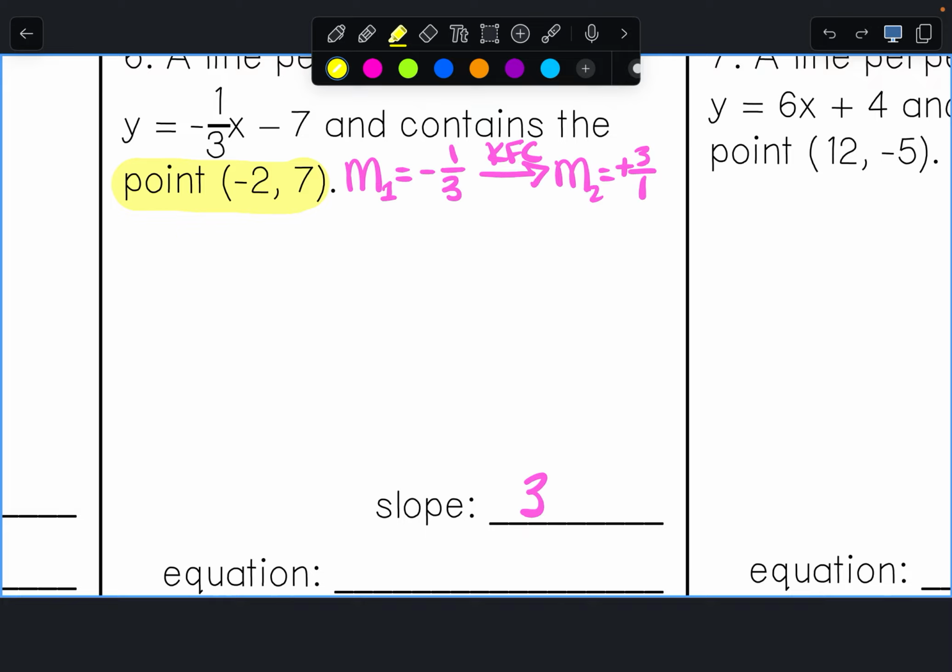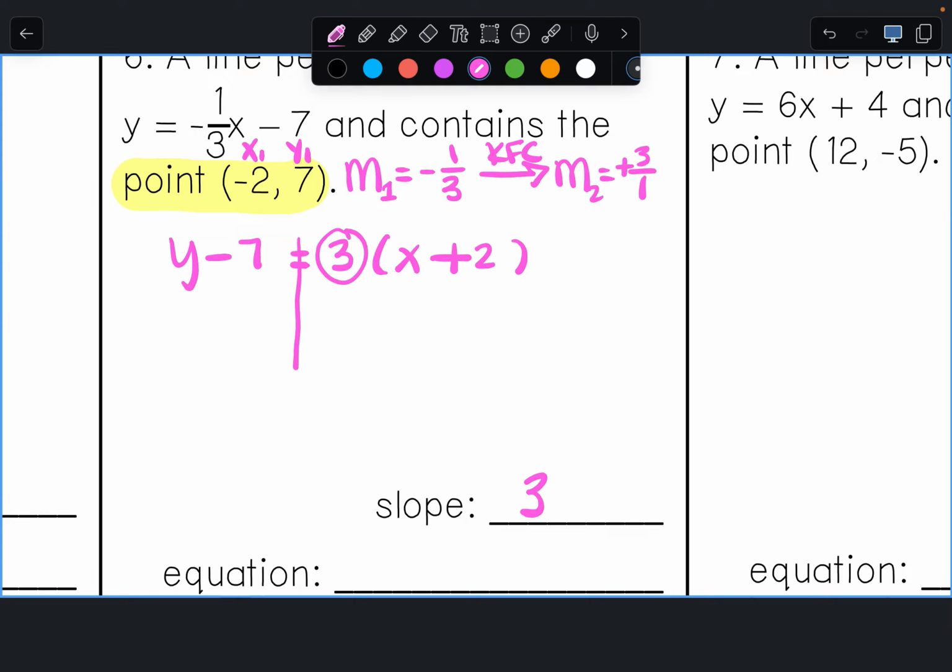Now, we just wrote the formula yesterday. I'm not going to rewrite it. We're going to plug our numbers in. X1, Y1. What are we going to have written on the left side of the equation? Y minus 7. Good. Equals 3 times x minus negative 2, and it changes to a plus sign. All right. So first thing we're going to do is distribute. 3 times x is 3x, and 3 times 2 is 6.